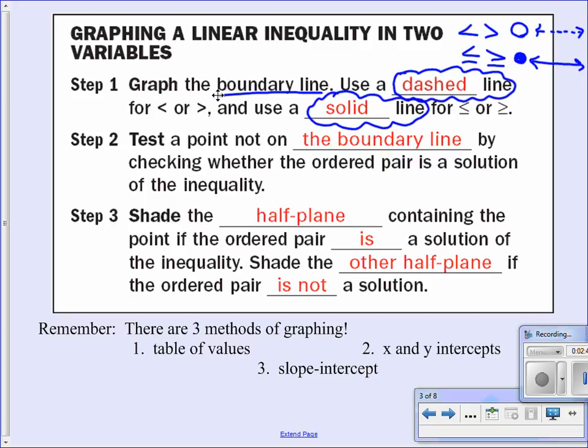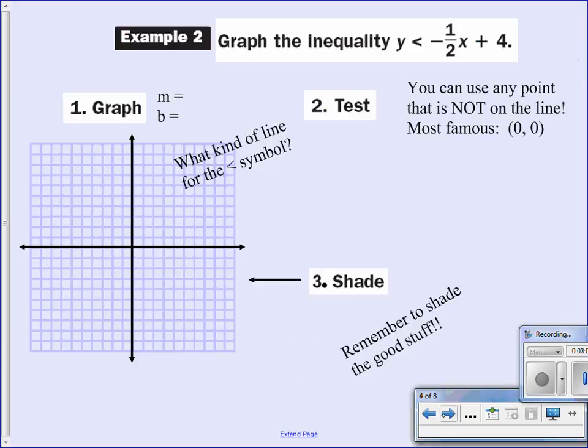Now, we need to create the shading. Remember, your number lines had one side or another. We test a point to do the shading, and then we figure out where our shading is. Remember, you've learned all sorts of ways to solve or to graph equations. It doesn't matter how you graph them so long as you do.